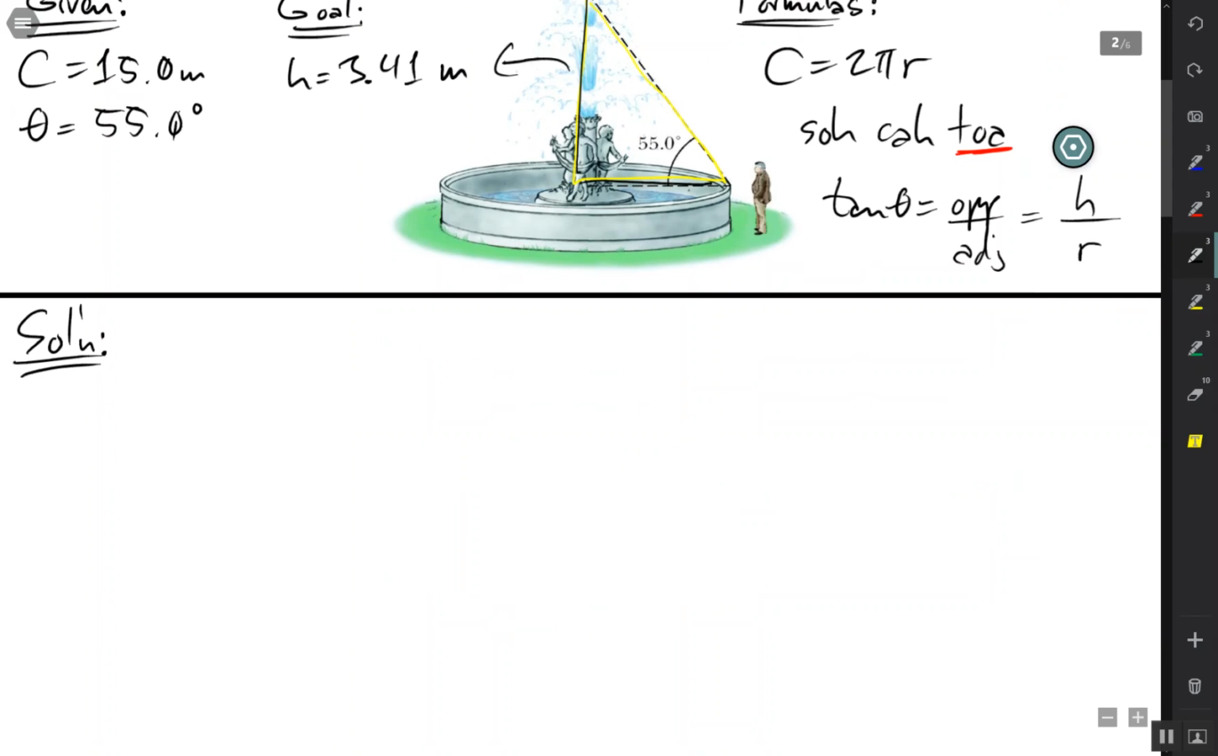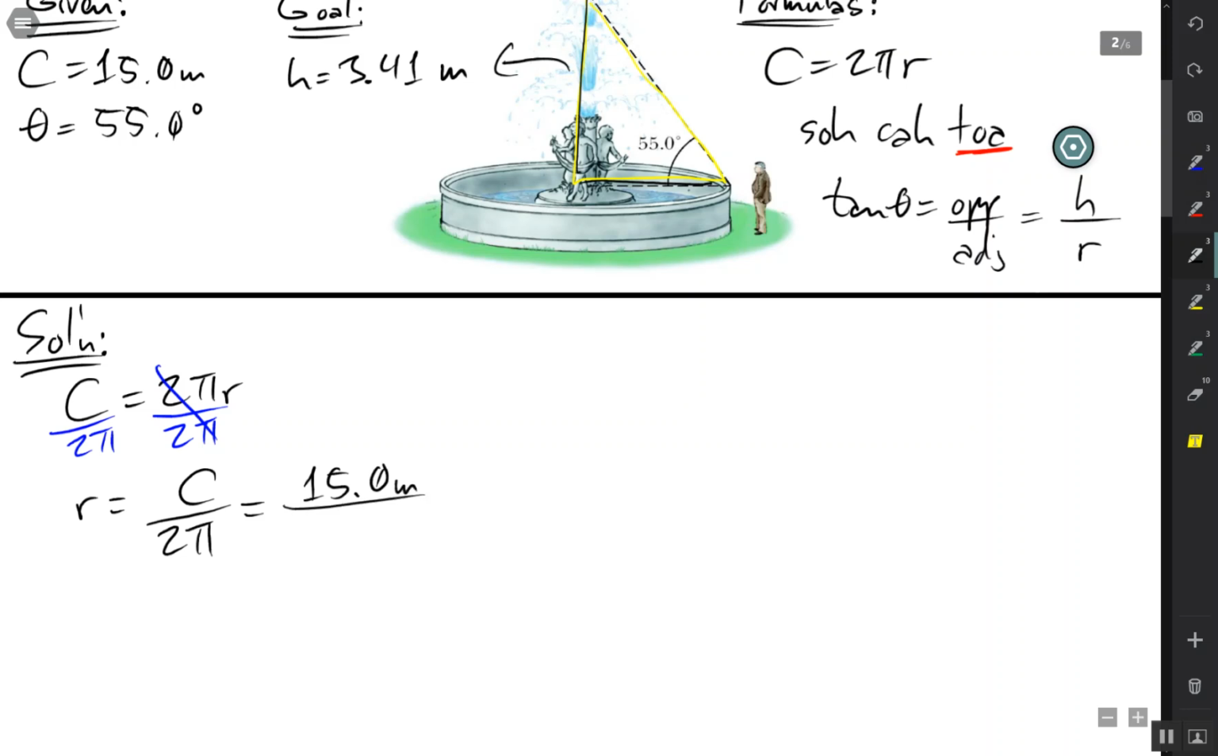Solution. So I'm going to use the formula for the circumference to solve for r by dividing both sides by 2 pi. Cancel that out, and I get the radius is equal to the circumference divided by that, and I can just plug in the numbers. Don't forget the units. Once again, 2 pi is just a constant, so we end up, having calculated this earlier, that the radius is 2.39 meters.